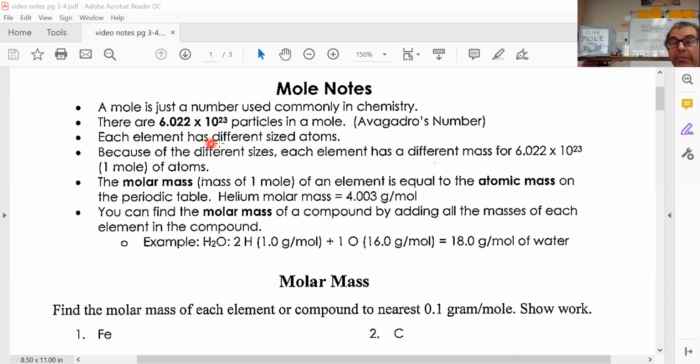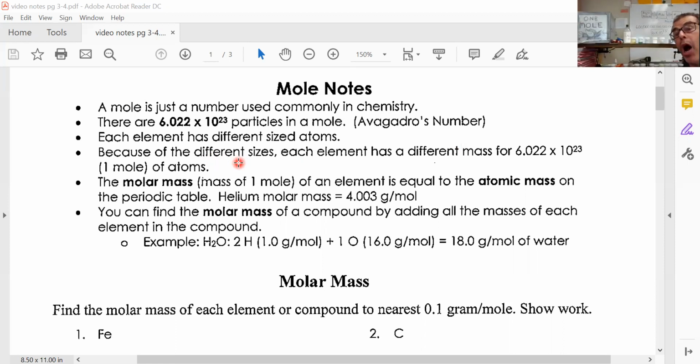Each element may have different sized atoms. So all these elements in the background here might be different sizes or amounts, especially when we got to the molecules of sucrose. We saw that that was taking up a lot more space than, let's say, the iron right here. Because of different sizes, each element has a different mass for 6 times 10 to the 23rd. It's just like if I took these 12 styrofoam balls here, they're going to weigh more than this package of 12 smaller size styrofoam balls right here. So one is bigger, one is smaller.